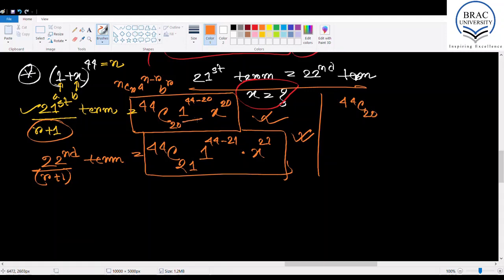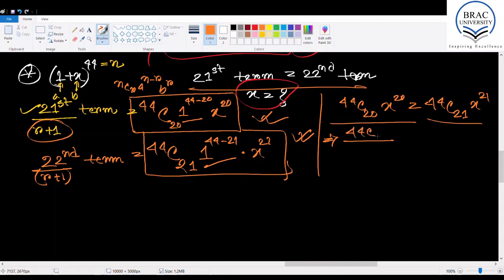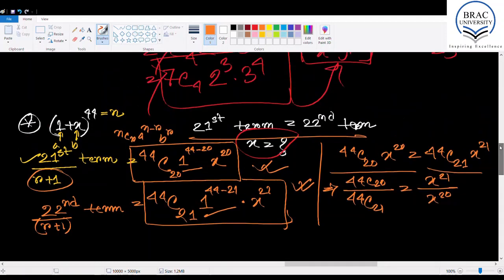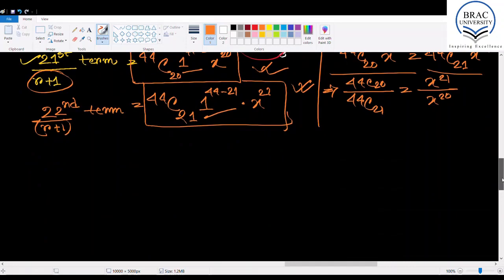44c20, we can see that 1 to the power something is 1, so we'll omit them. 44c20 into x to the power 20 equals 44c21 into x to the power 21. Right? These two terms are equal according to the statement. So what we can do is 44c20 divided by 44c21 equals x to the power 21 divided by x to the power 20. Right? We were asked to determine the value of x here.